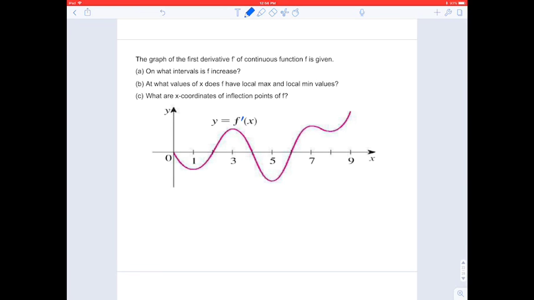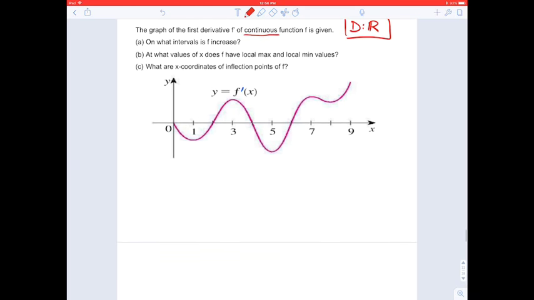Now we have to get some information about the function, which is a continuous function. That means it's really good information. Domain is all of the numbers. If we have a continuous function, we don't have to be worried to exclude numbers. Okay, on what intervals is f increasing, at what values of x does the function have local maximum, local minimum, and the inflection points, the x coordinates of the inflection points. That we can see, and we know, I will do the test.